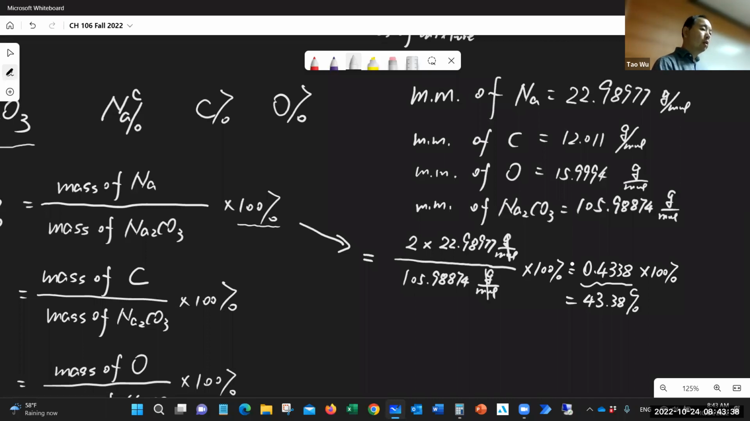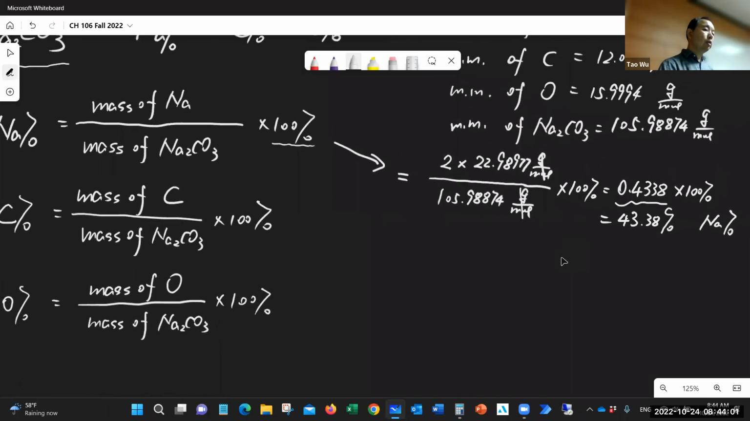So that means 0.4338 times 100% is just 43.38%. Okay, so this is how you get the percentage. And this is the percent composition for sodium.